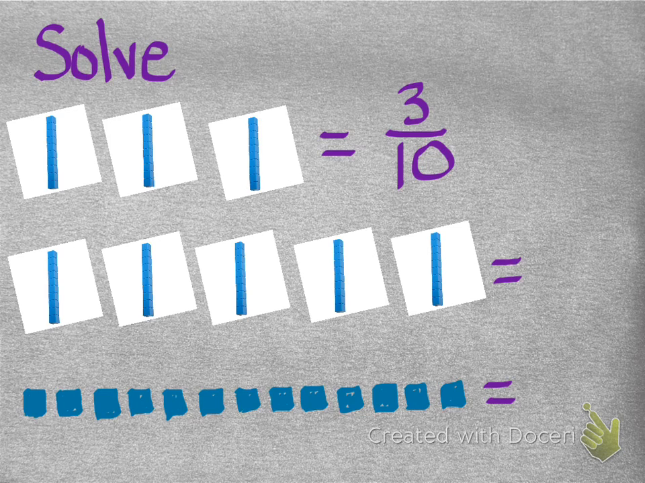Let's take a look at the next one. In this example, we have 5 longs or rods, so it would be 5/10, because the value of that long is a 10. That's why it's the denominator. And since I only have 5 of them, that's why that's the numerator. Okay, let's take a look at the bottom.